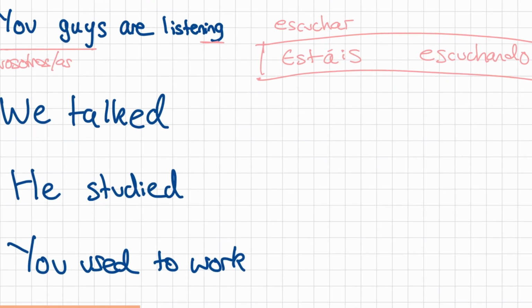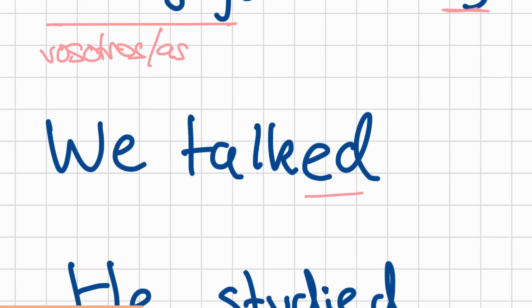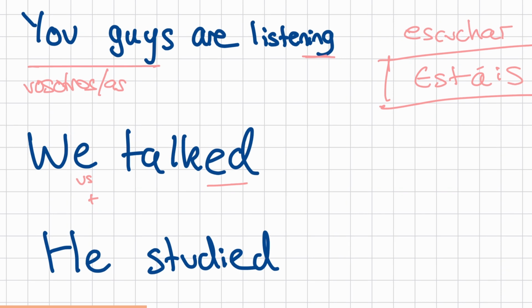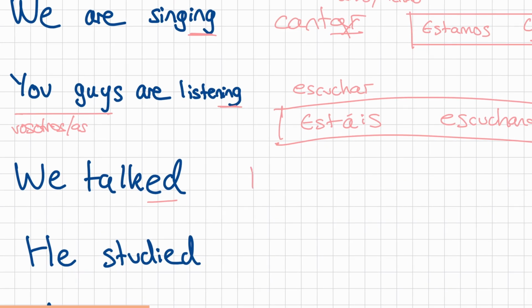Okay, we talked. This is the preterite tense because of the ed, something that happened once. If it was imperfect, we'd see used to. We used to talk, but no, it's just we talked. Okay, so we talked. Hablar is the infinitive, to talk or to speak.